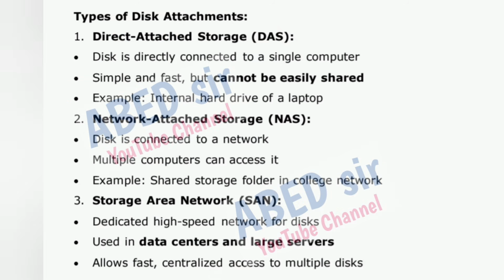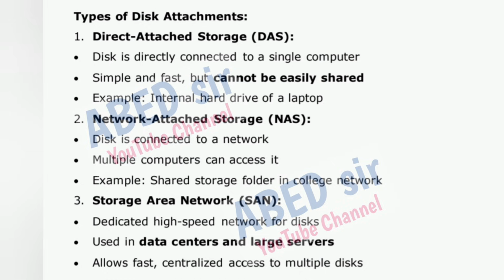Types of disk attachments. 1. Direct attached storage, DAS. Disk is directly connected to a single computer. Simple and fast, but cannot be easily shared. Example: internal hard drive of a laptop. 2. Network attached storage, NAS. Disk is connected to a network. Multiple computers can access it. Example: shared storage folder in college network.